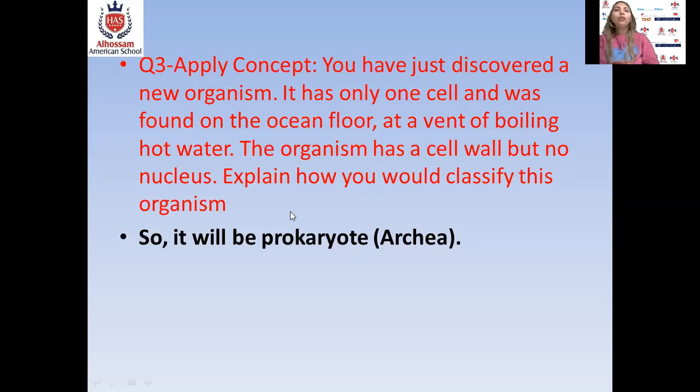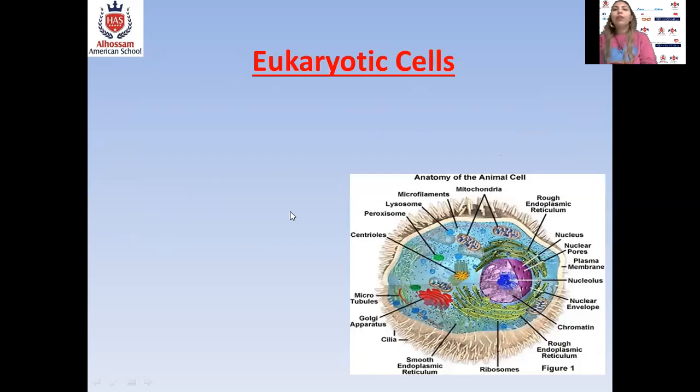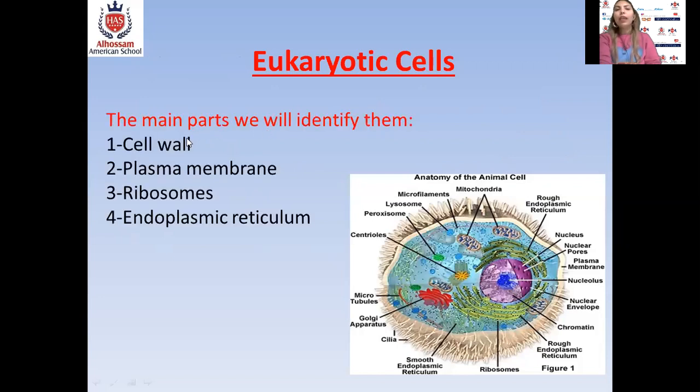Okay, and now let's start eukaryotic cells. As we said, eukaryotic cells are like plant cell and animal cell, and this is the structure of a eukaryotic cell. Let's start with the main parts, and we will identify them in our session. We'll talk about cell wall, plasma membrane, ribosomes, endoplasmic reticulum, and next session, inshallah, we'll complete the other parts.